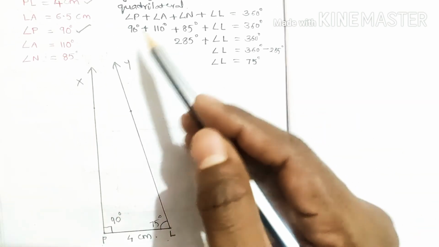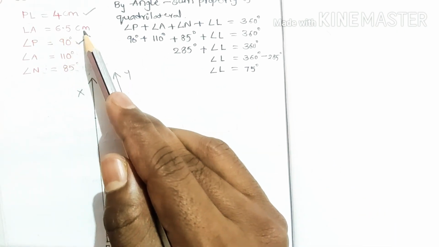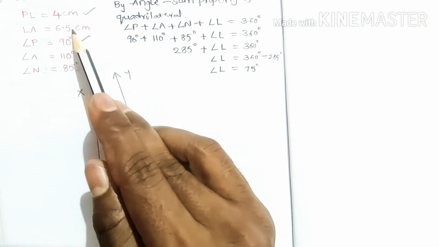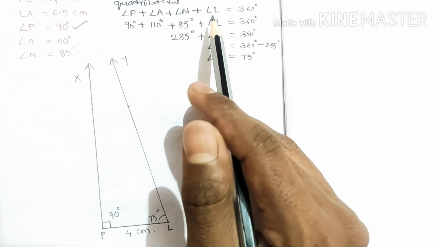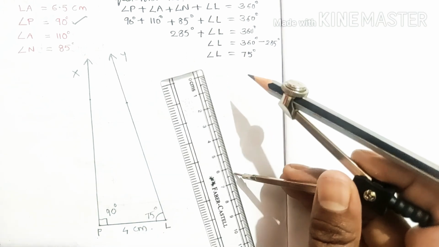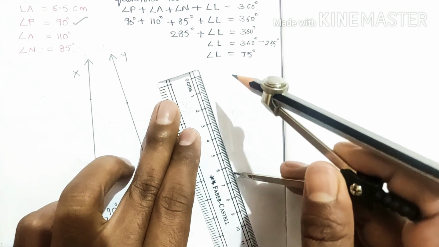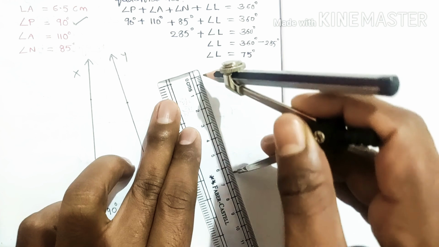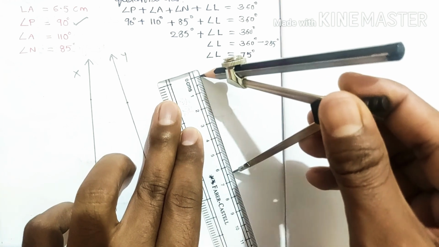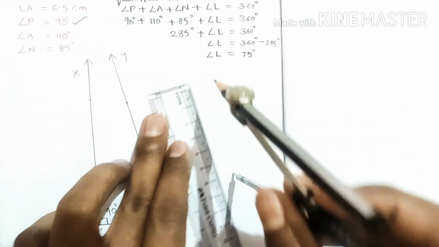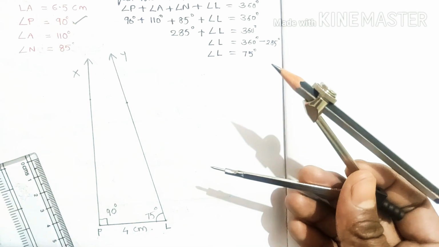Now in the question you have LA line segment length is 6.5 centimeter. Length of the line segment LA equal to 6.5 centimeter. So by using compass you have to take 6.5 centimeter. Take the compass and measure 6.5 centimeter on the compass. So we are taking 6.5 centimeter radius by using compass. So which one is 6.5 centimeter? LA length is 6.5 centimeter.